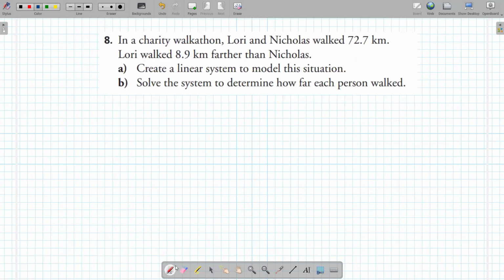All right. In a walkathon, Lori and Nicholas walked 72.7 kilometers together. And it says Lori walked 8.9 kilometers farther than Nicholas. Create a linear system to model this equation. All right, so we're going to get 2 equations out of this.